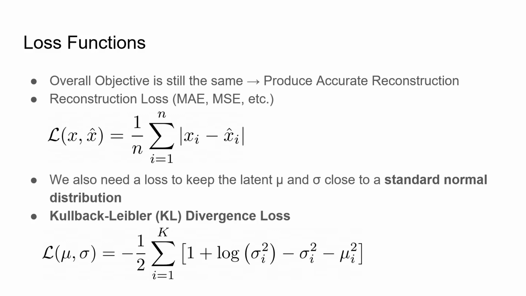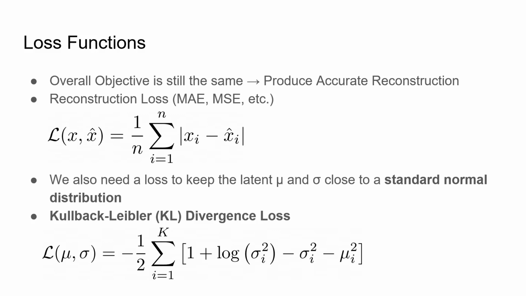And in general, the KL loss, or the Kullback-Leibler divergence loss, is used for measuring the distance between two probability distributions, and it's a pretty complex formula. But when finding the distance from a standard normal distribution in particular, it simplifies pretty nicely, as you can see on the screen. So you can see that I've provided both the loss functions on this slide. And if we train the variational autoencoder by minimizing both of these loss functions, we can successfully train a variational autoencoder to produce accurate reconstructions and keep the latent space mu and sigma values in a normal distribution.